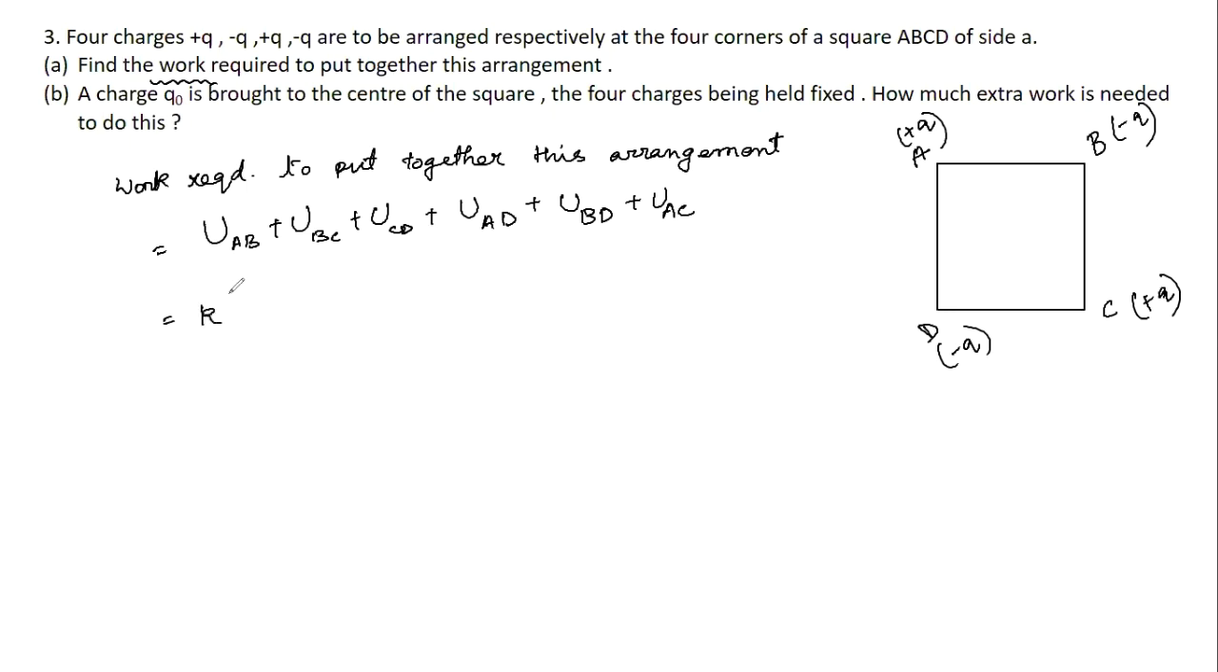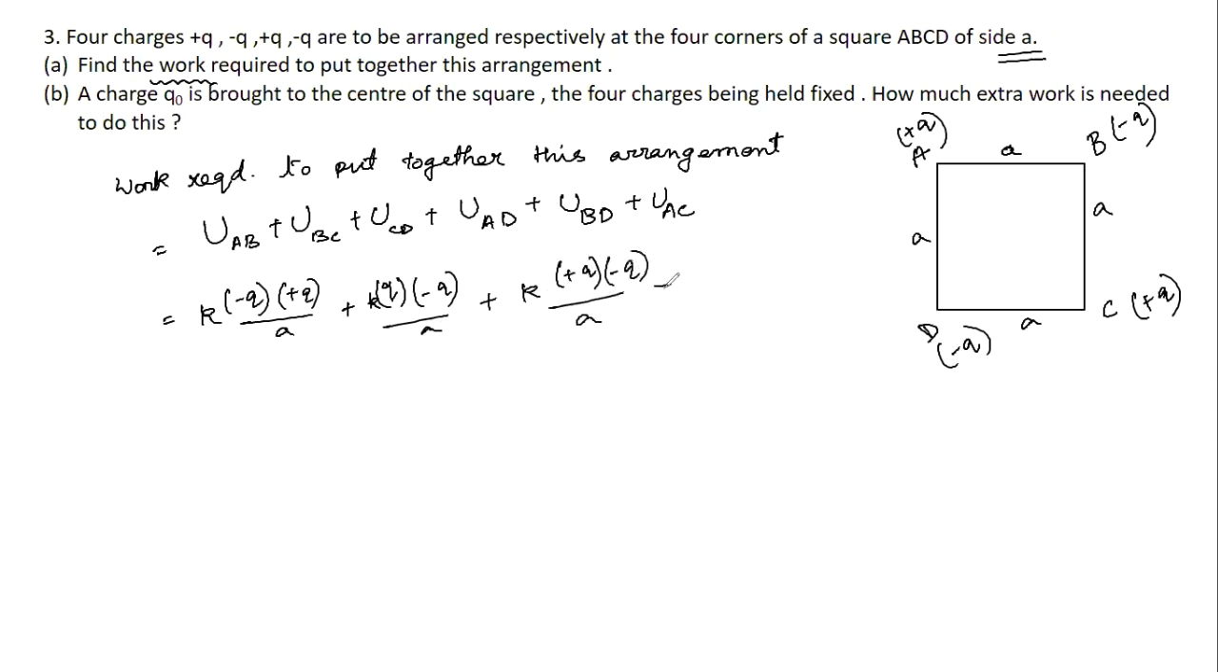So for AB, it will be K minus Q times plus Q by A. As mentioned in our question, the side has length A. So that's why for AB it is minus Q plus Q divided by A. This is between A and B. Again for BC you will have K plus Q times minus Q by A. Again for CD, plus Q minus Q by A. Again for DA, plus Q minus Q by A.